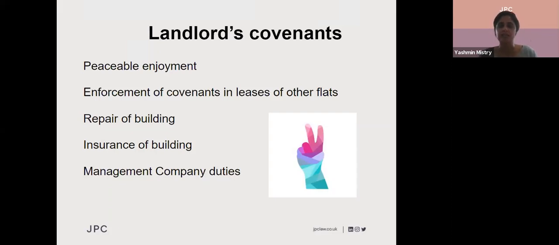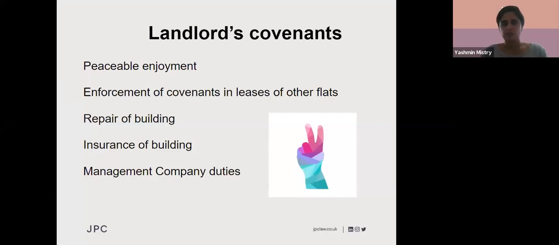So if leaseholder A is breaching the terms of the lease, leaseholder B can't take any action against leaseholder A themselves because there's no contract between them, or there's no privity of contract.